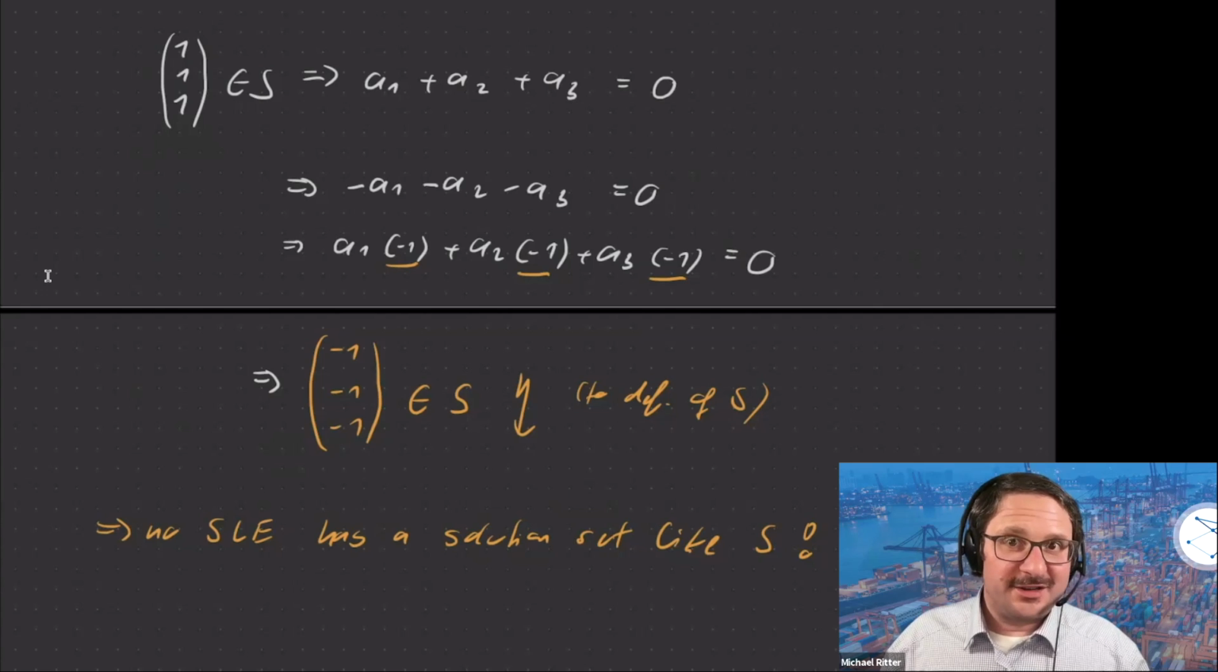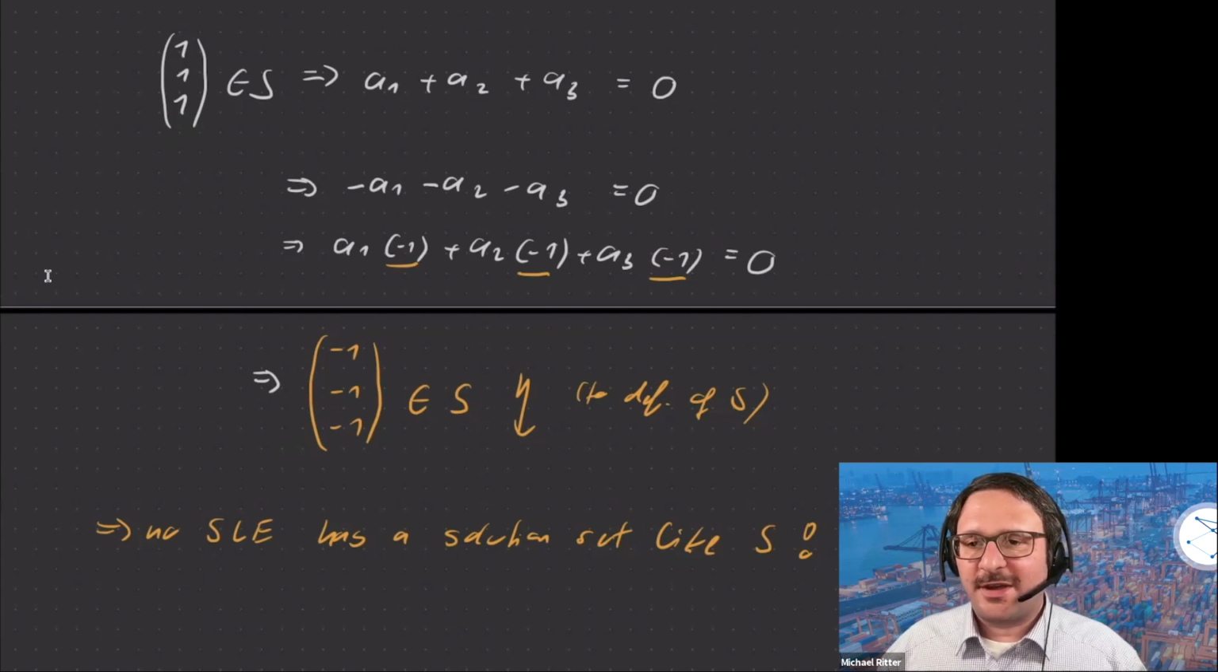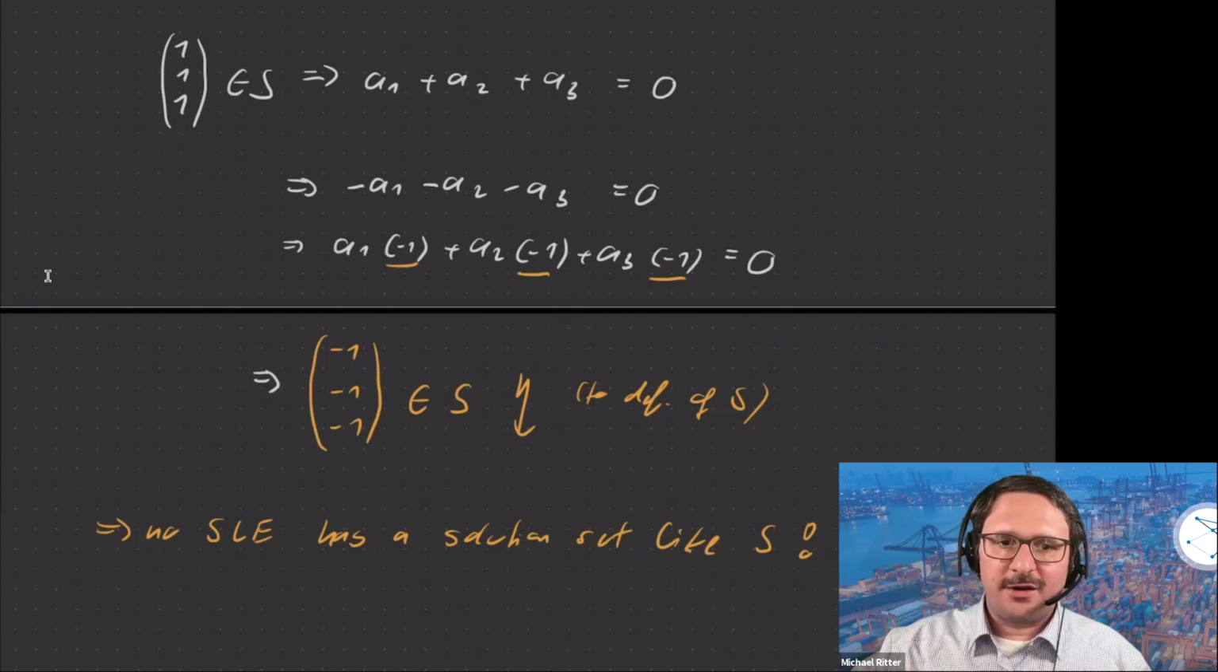Basically, if you watch the videos of this week, what we do here is we show that the set S does not have the linear subspace property. So it's not a linear subspace, and that means it can't be the solution space of a system of linear equations.